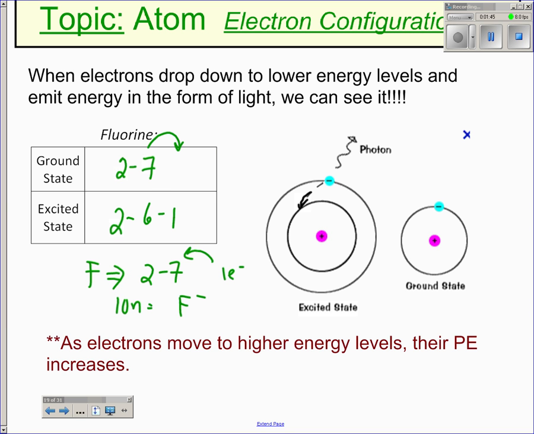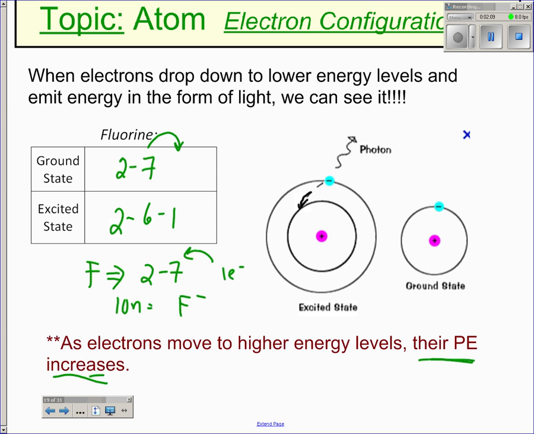Okay, why is it important to know about excited state? 2 big reasons. First of all, you need to know that as electrons move to higher energy levels, as they move away from the nucleus, as they jump, they absorb energy. That means that the further away you get from the nucleus, the higher the energy level, the more potential energy the electrons have. Their potential energy increases.